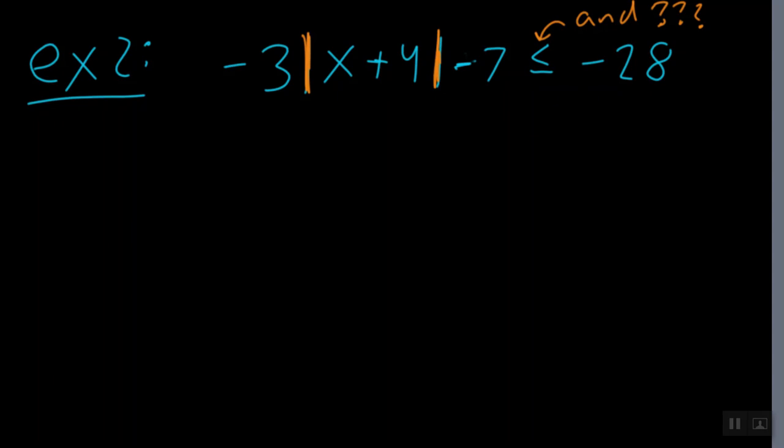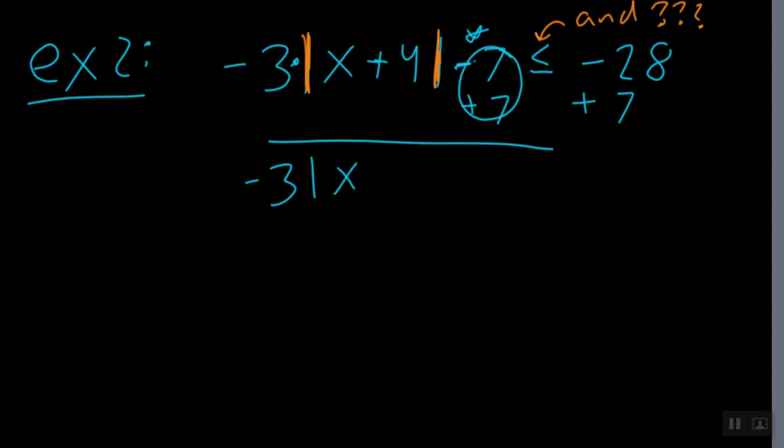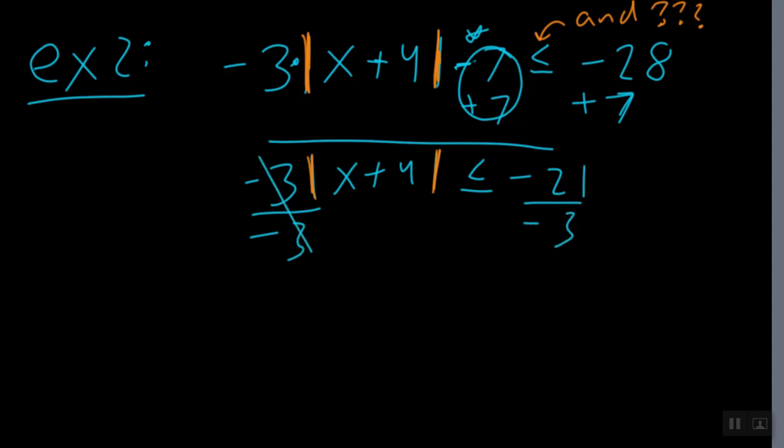Okay. So I have to ask myself, what do I get rid of first, my multiplication or my subtraction? Of course, we know we're going to get rid of our subtraction by adding 7 to both sides. All right, so now I have negative 3 absolute value x plus 4 is less than or equal to negative 21, because negative 28 plus 7 is negative 21. Now from here, I notice my absolute value bars are still not by themselves, so I'll just divide everything by negative 3, and that goes away.